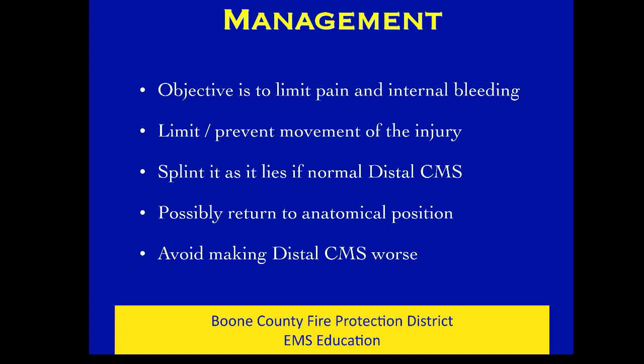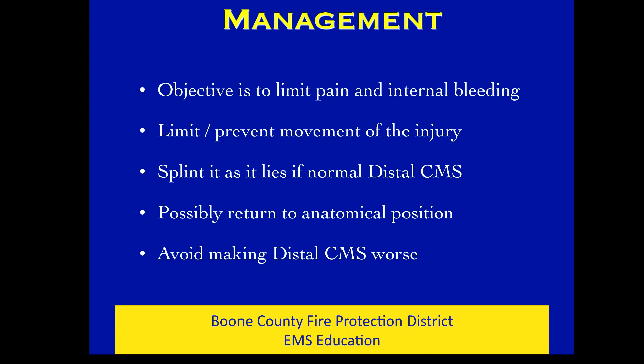Normally, you're going to splint the extremity however you find it. Splint it as it lies. If there is normal or reasonable distal CMS, there's no reason for us to try to straighten things or move them around. If something is very deformed and angulated, then we may want to return that toward anatomical position, toward normal position, in an attempt to improve distal CMS. That would be the best plan. We want to avoid any of our splinting making that distal CMS any worse.